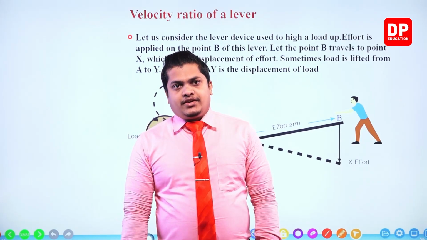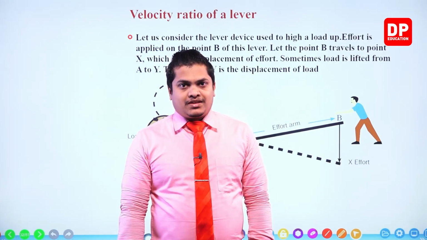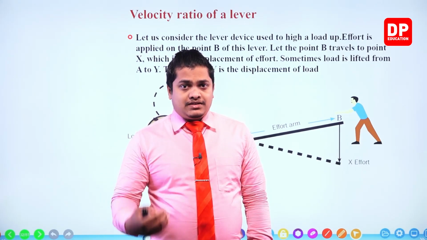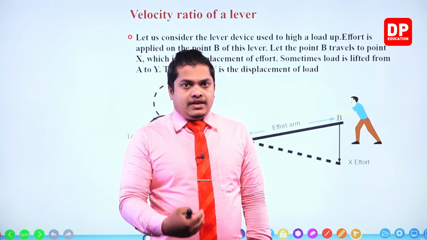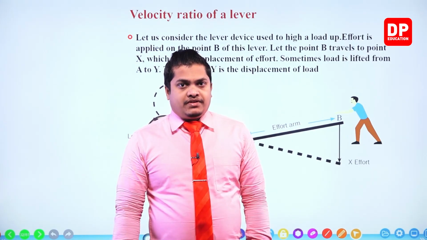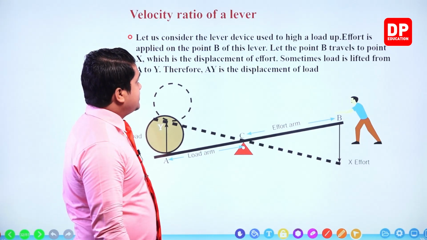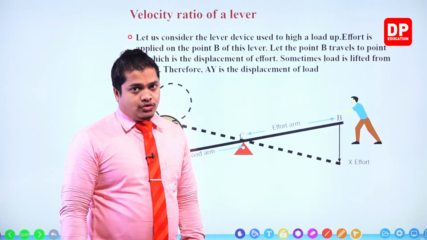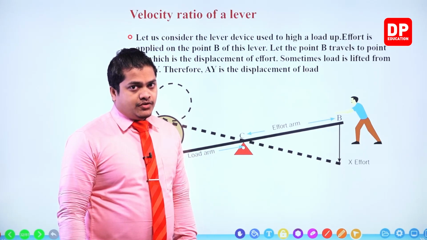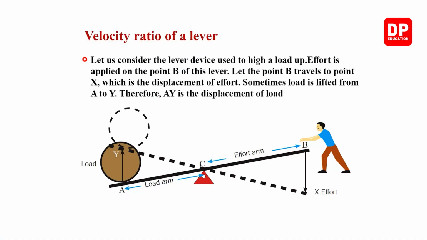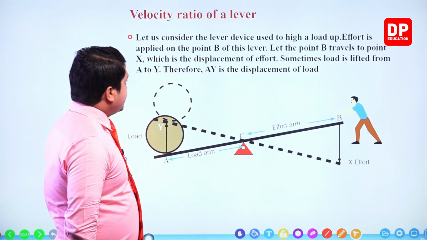Now let's head on to see the first and foremost mathematical concept regarding the levers. Here you are given the topic: the first and foremost mathematical concept is the velocity ratio. So we are going to discuss the velocity ratio of a lever. Here it is given.